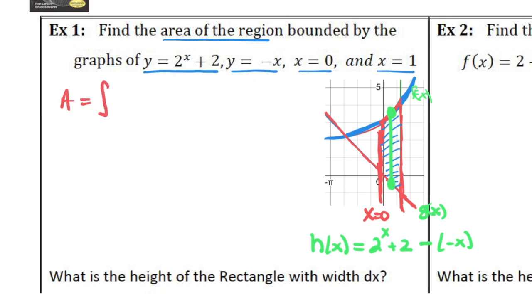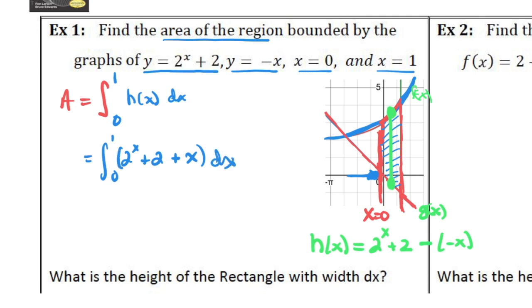Now we're going to integrate with respect to x. Look at your x values. The smallest x value is 0. The largest x value is 1. The height with respect to x, we're going to write in, and then we're cutting on the x-axis, dx. So this is the integral from 0 to 1 of 2 to the x plus 2 plus x. And remember, minus a negative is positive, then we'll have dx.